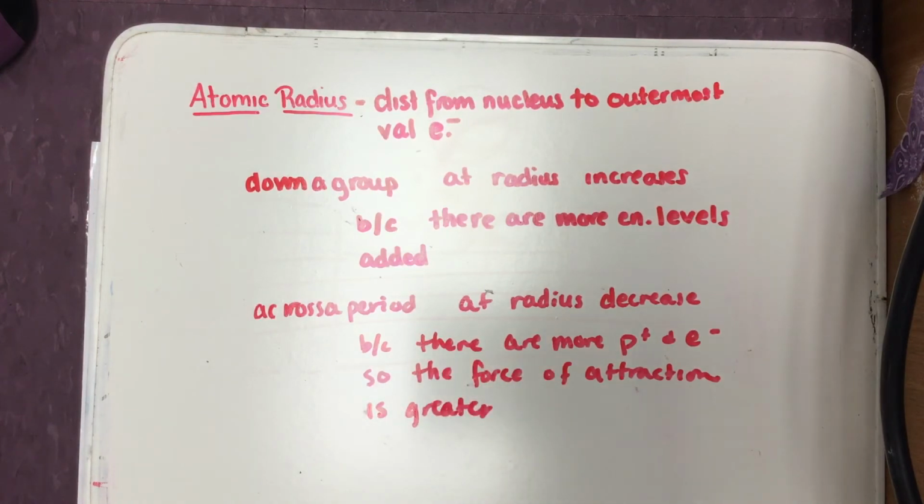So increases down, decreases across, which then leads us to the idea of determining the maximum and minimums. And when we're talking about atomic radius, we're usually just going to call that the largest atom and the smallest atom. So when you see large atom, small atom, don't think mass. Instead, think the radius, the actual size or the volume.